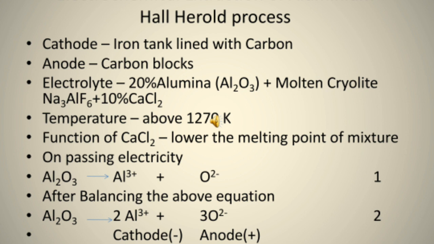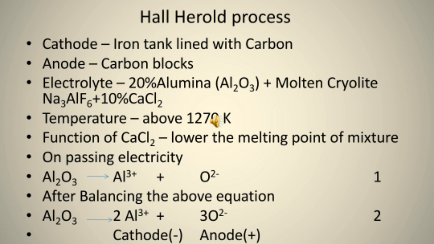Here the electrolyte is 20% alumina, Al2O3, added with molten cryolite. The cryolite formula is Na3AlF6, and one more thing we add to the electrolyte is 10% calcium chloride. The temperature we maintain is above 1270 Kelvin. The function of calcium chloride is to lower the melting point of the mixture.